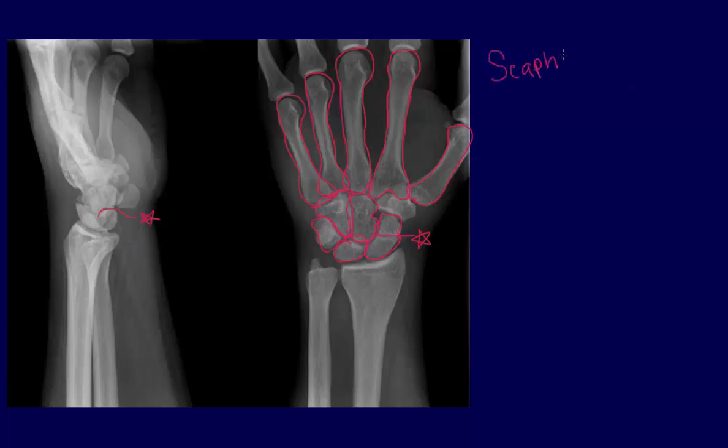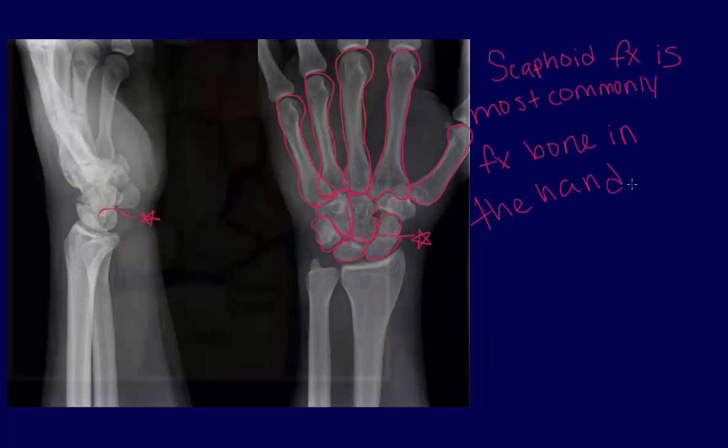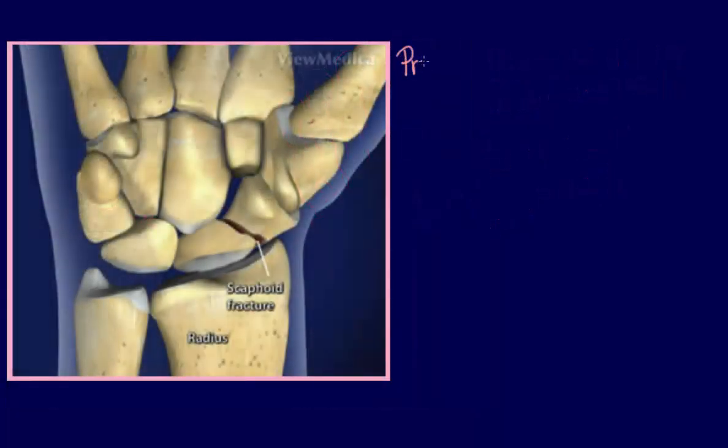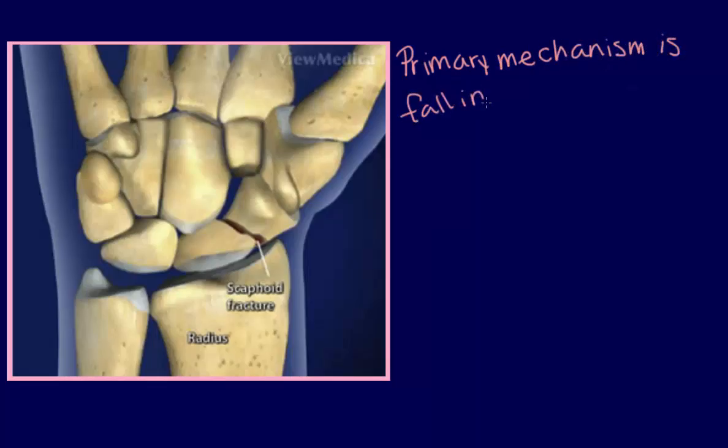Okay, so like I said, this is a scaphoid fracture. The scaphoid bone is the most commonly fractured carpal bone. Here is another picture of a scaphoid fracture, just showing you a little more clearly where the fracture is occurring. The primary mechanism for a scaphoid fracture is falling on an outstretched hand with a deviated radius.